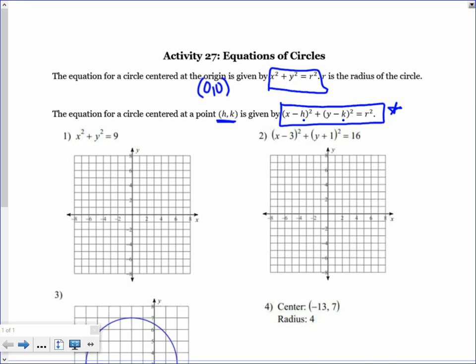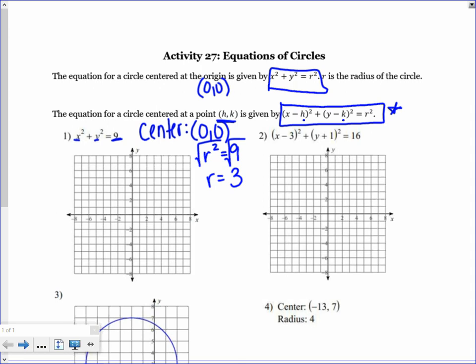So let's look here. For number 1, x squared plus y squared equals 9. First off, we need to locate the center. There is not a number with the x or the y, so that means that our center is at the origin. So it is at (0, 0). Then we need to look at the radius. The 9 is r squared. So r squared equals 9. To find your r, you're going to take the square root. So r is going to be 3.